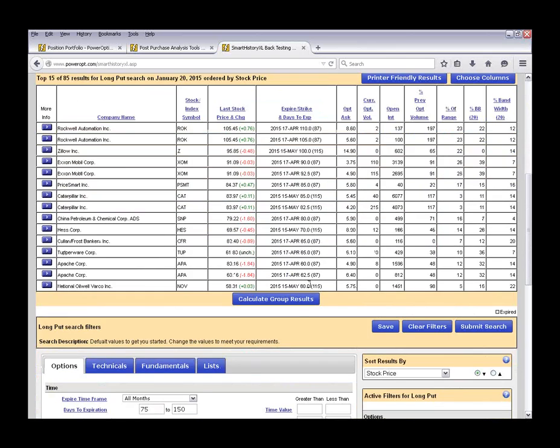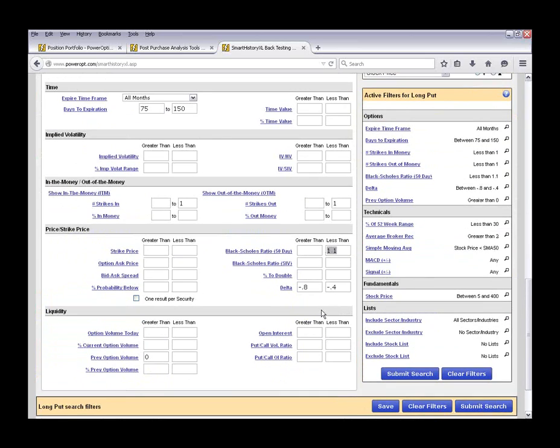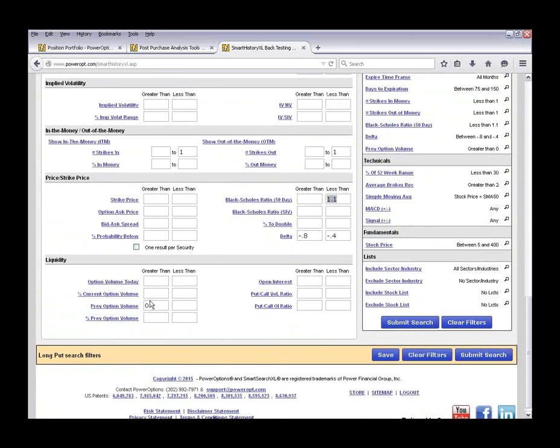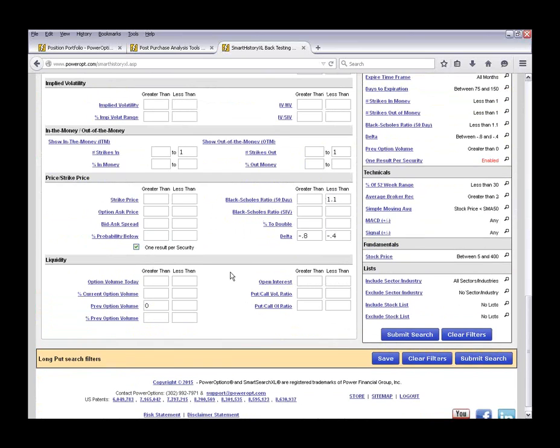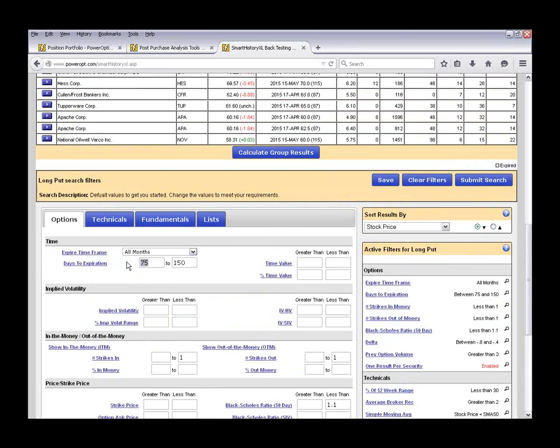All right. Now, let me look at the criteria. We're keeping it within 1 to 1. We want to look for undervalued options, delta right around the money. I'm going to add 1 result per security, but we're going to change the time frame. I'm going to go all months. Let's go 3 to 12 days again.